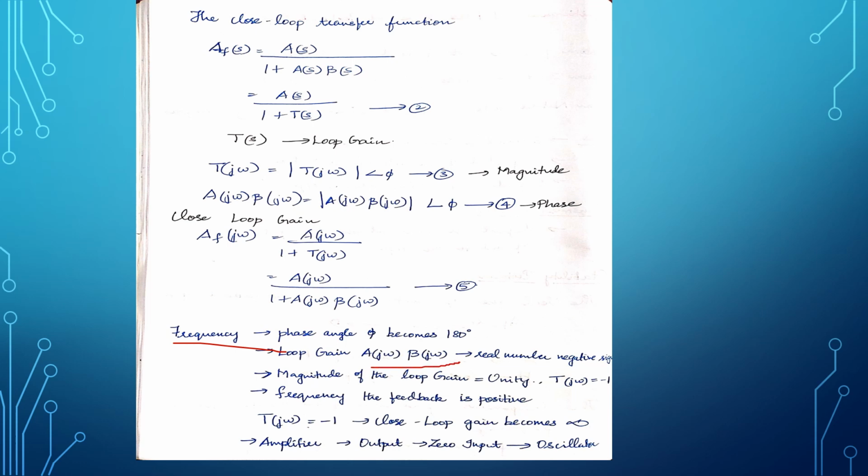And the magnitude of the loop gain is unity when T(j omega) is -1, and the frequency of the feedback is always positive. When T(j omega) is -1, the closed loop gain becomes infinity. Hence, the amplifier output is present even with zero input. That is, even with zero input, the amplifier gives an output, and it acts as an oscillator.